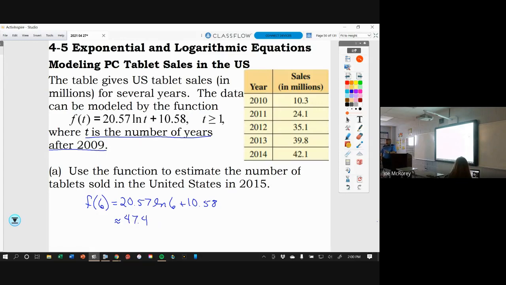Okay. So who's planning on taking stats possibly next year or the year after? Okay. This is a stats question. To answer this question, you would say, based on the data, we would predict that the cells in 2015 would be 47.4 million tablets, based on the data. It's a word problem, you should answer it with sentences, right? You see a word problem, you should answer it with a sentence, except on the STAR test. Based on the data, we would estimate there were 47.4 tablets sold in the United States in 2015.